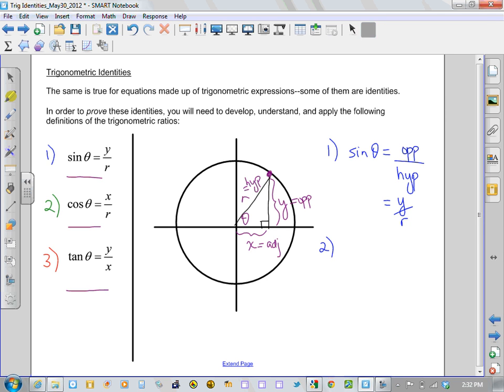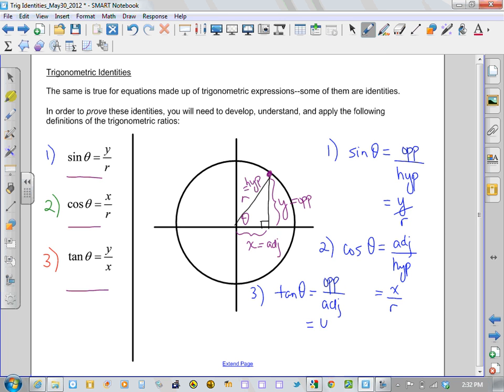Secondly, you can see that the cosine of theta, which we know is defined as the adjacent length divided by the length of the hypotenuse, would be x over r. And last but not least, the tangent of theta is equal to the opposite side divided by the length of the adjacent, which is y over x.